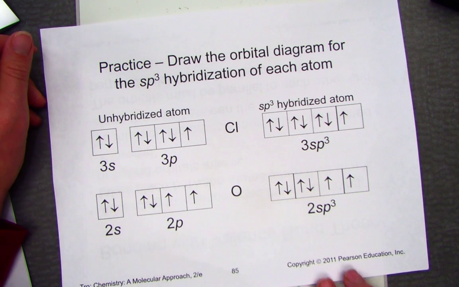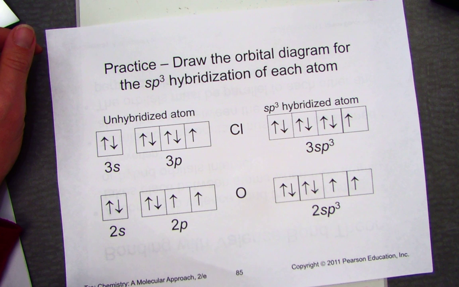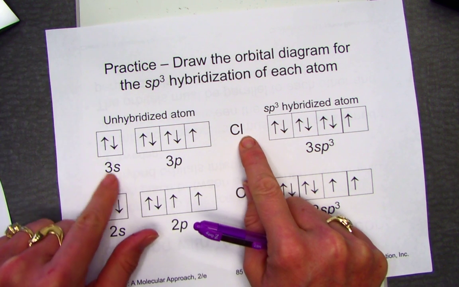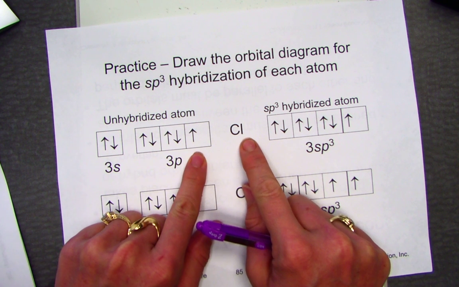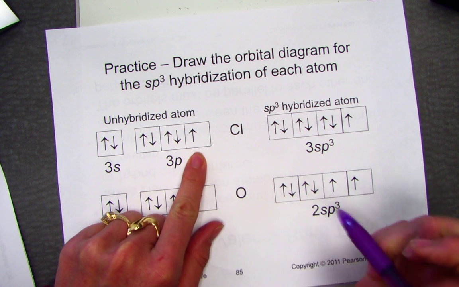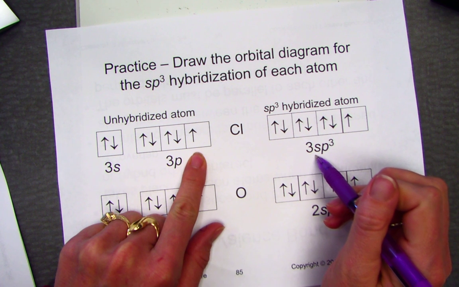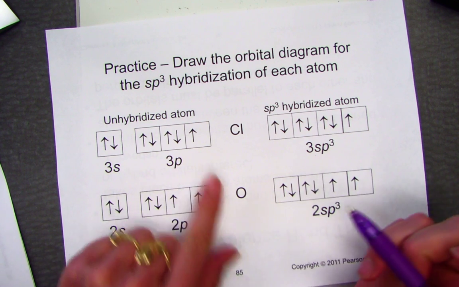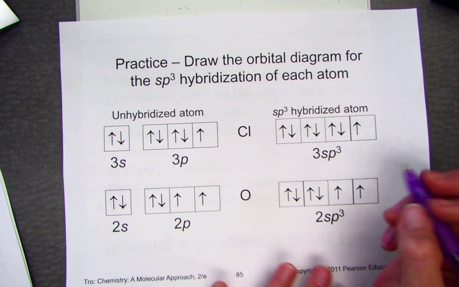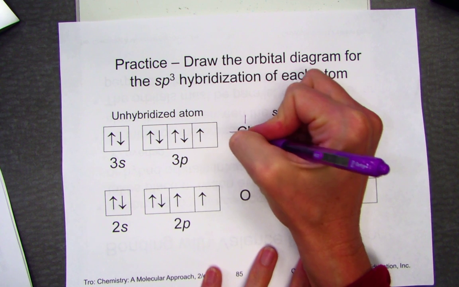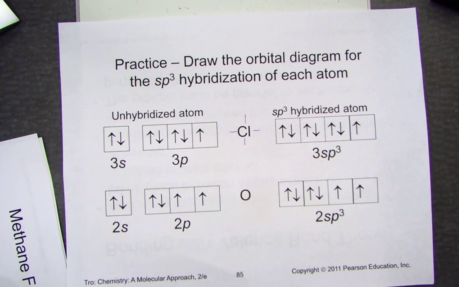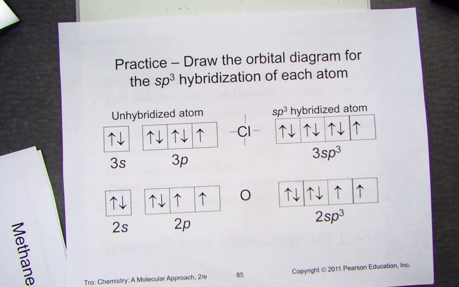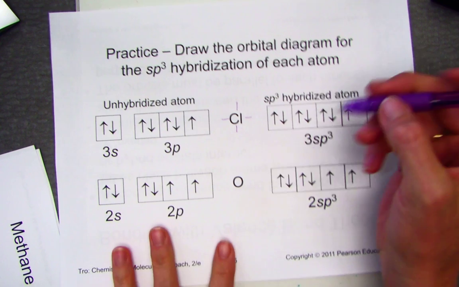Draw the orbital diagram for the sp3 hybridization of each atom. Well, here's chlorine. 3s2, 3p5 would be its normal configuration. And again, if I place chlorine around a central atom, 1, 2, 3, 4, 5, 6, 7 valence electrons. Chlorine, with its 7 valence electrons, will create 4 bonds. sp3, 4 domains. This gets just very simple if I use finger thumb rule.